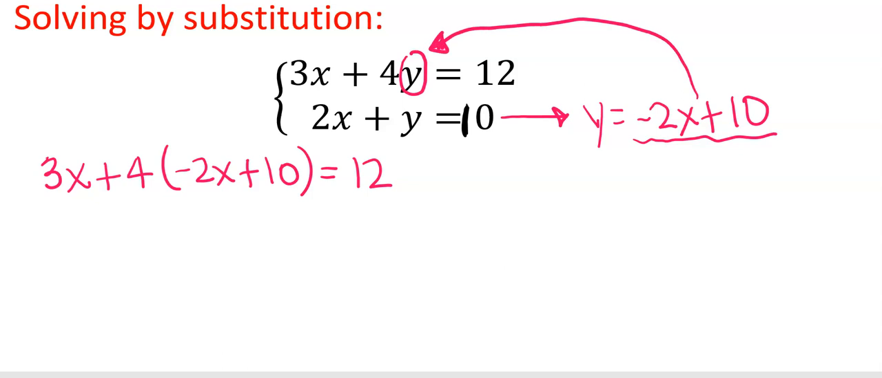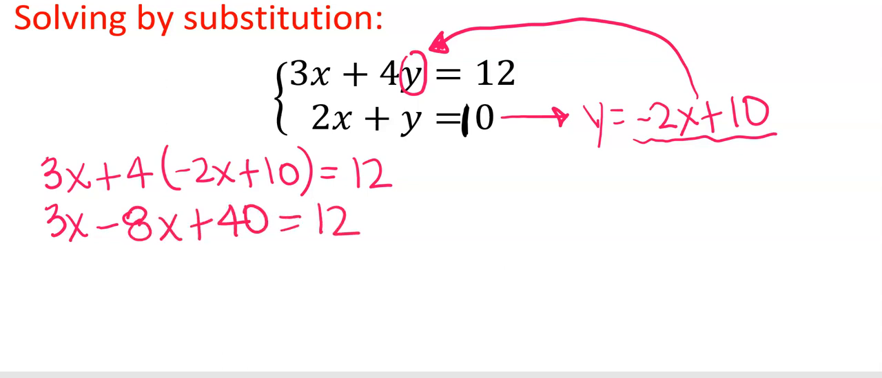Now, if you plug it into the wrong equation, everything will disappear. It'll be like 0x equals 0, and that won't make sense either. Okay, so now we're going to do a bunch of simplifying, and we're going to solve for x. So distributive property gives you minus 8x plus 40 equals 12. Negative 5x plus 40 equals 12. And then I will subtract 40 from both sides.